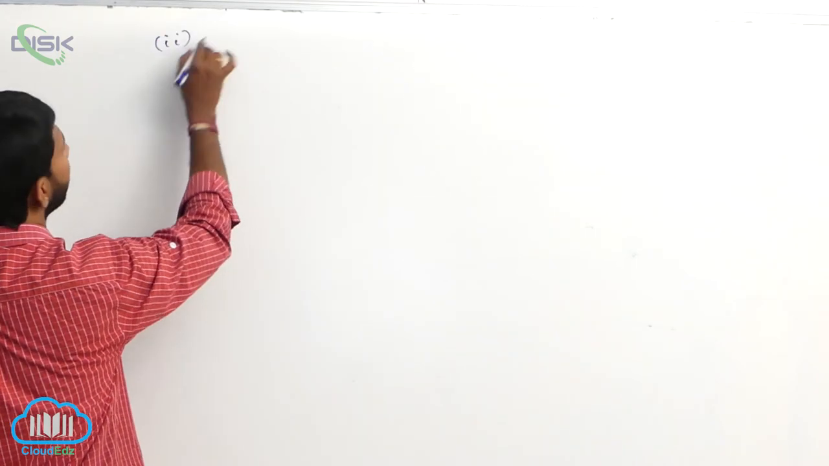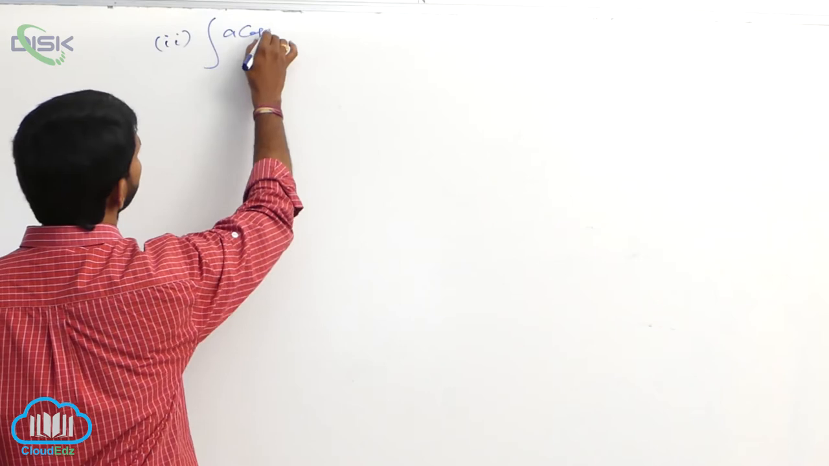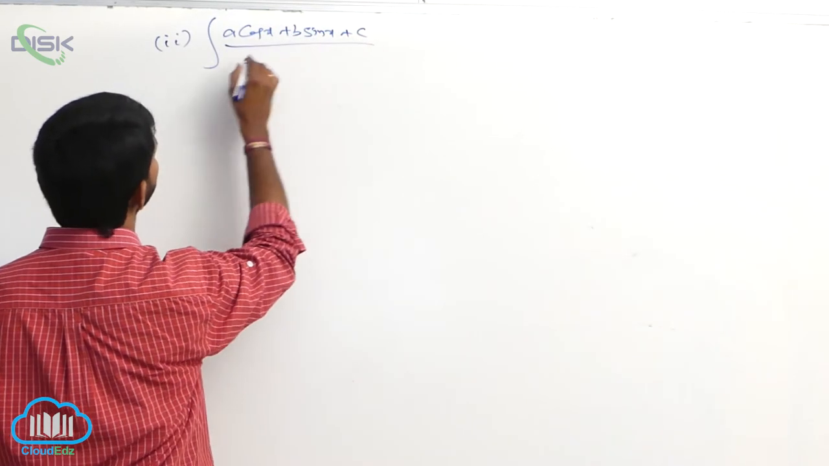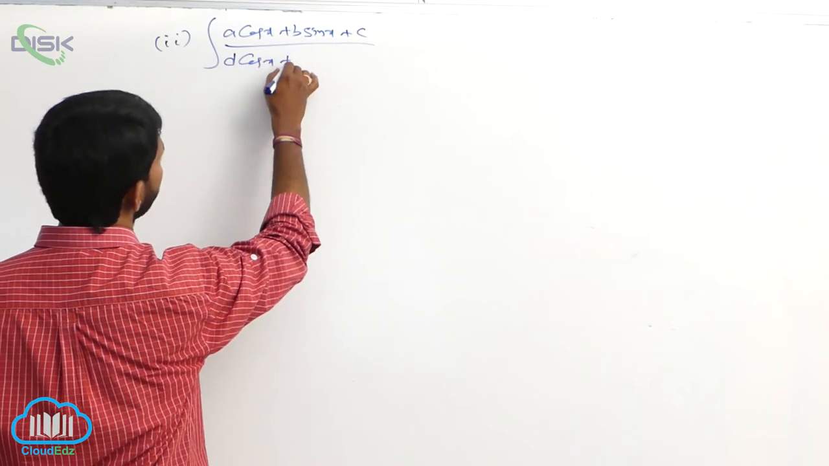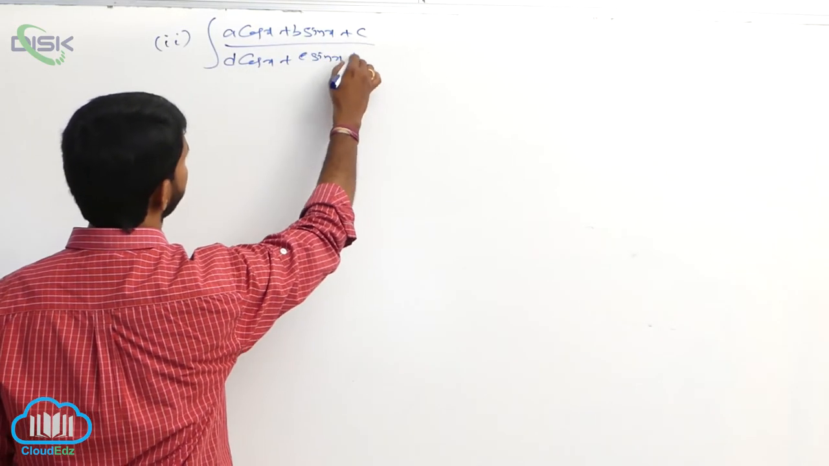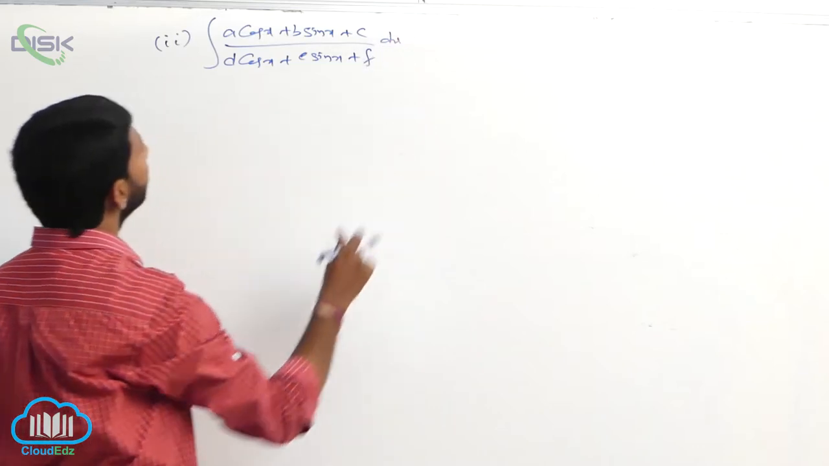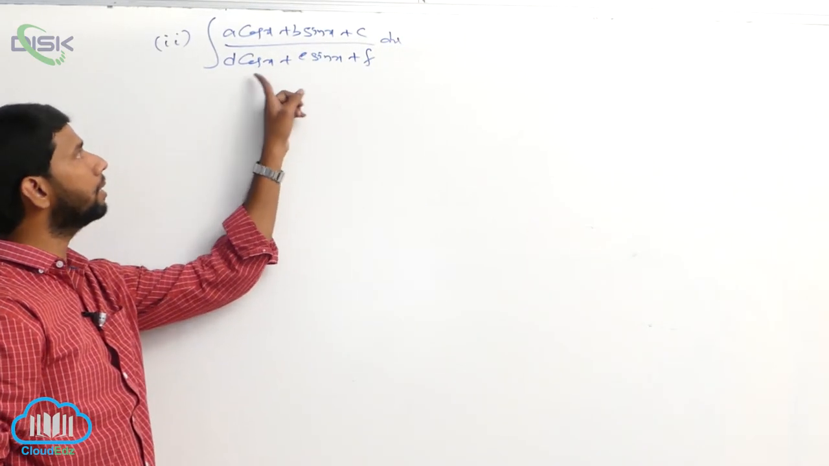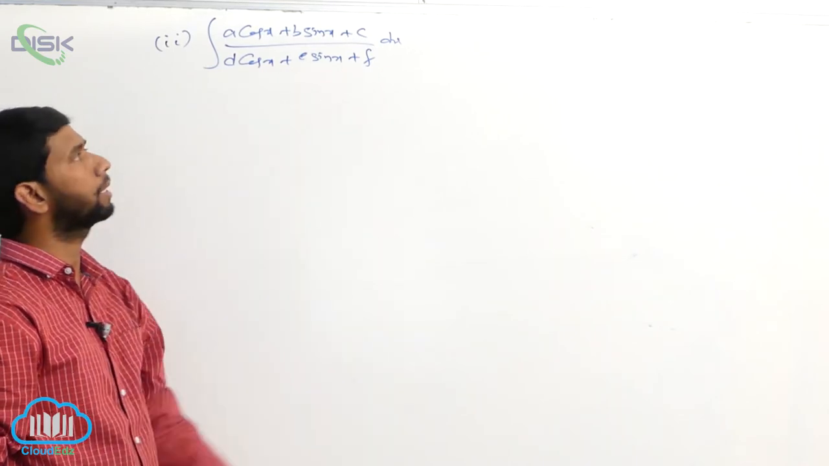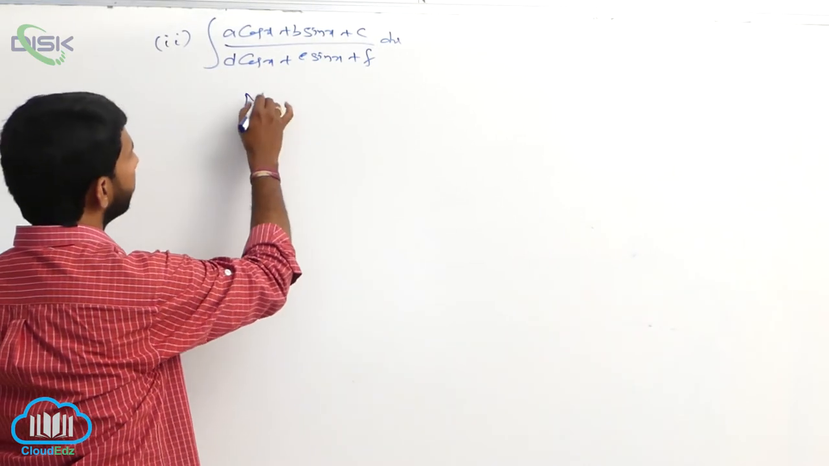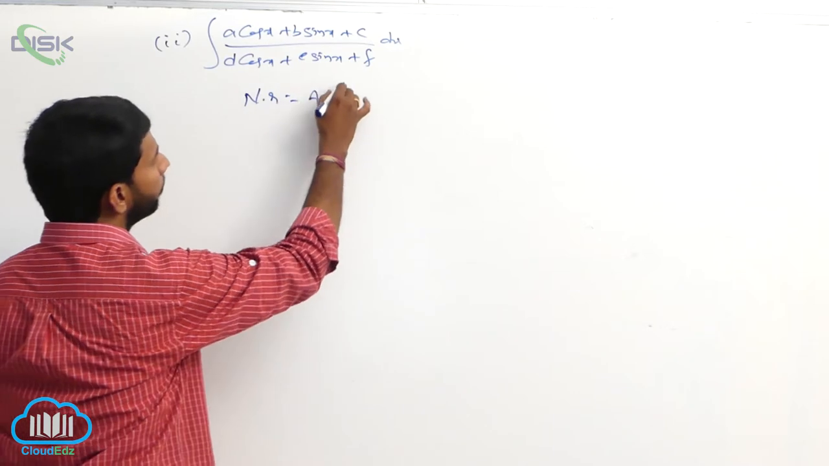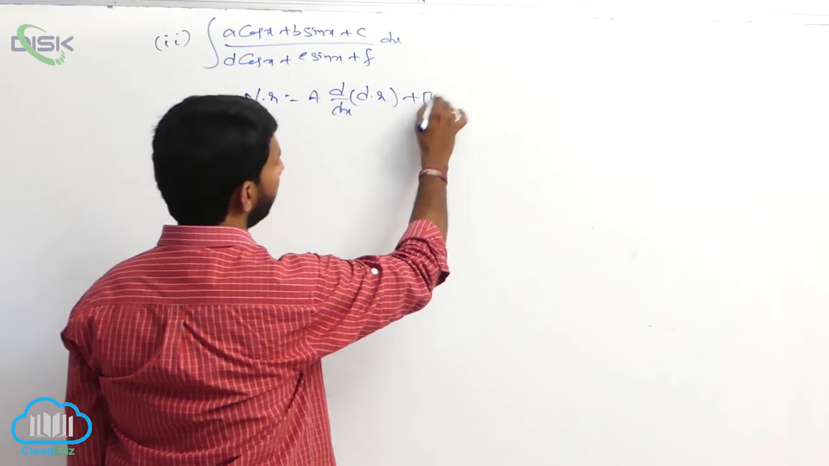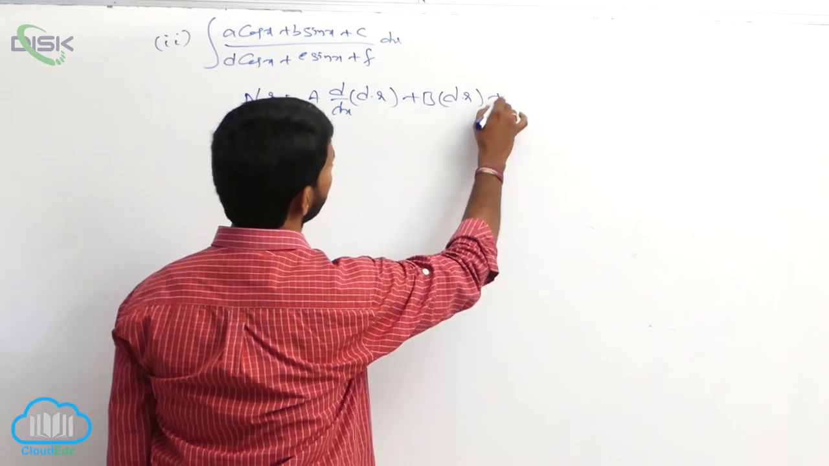And next one, any integral of the form a cos x plus b sin x plus c by d cos x plus e sin x plus f into dx can be solved by taking numerator is equal to a into d by dx of denominator plus b into denominator plus some constant k.